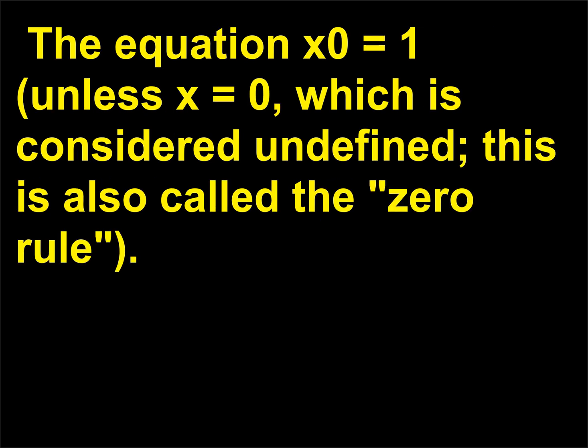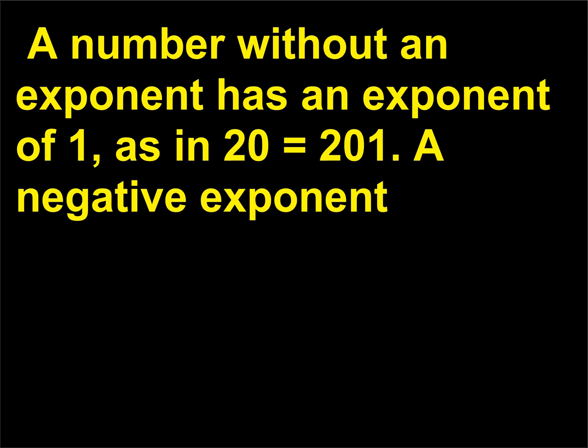The equation x^0 = 1, unless x equals 0, which is considered undefined. This is also called the zero rule. A number without an exponent has an exponent of 1, as in 20 equals 20^1.